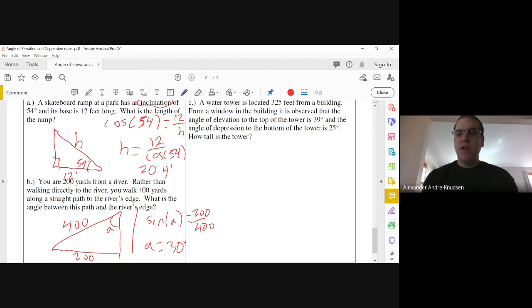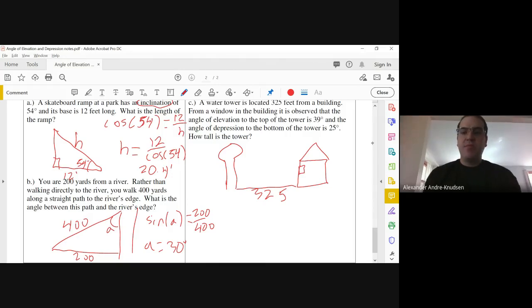All right, a water tower is located, so a big old water tower. Bet you're really laughing at my drawings in this one. It is located 325 feet from a building. From a window in the building, it is observed that the angle of elevation to the top of the tower, that's not quite the top, but you get the idea, is 39 degrees. So here's the tricky part. This is 39. The angle of elevation has to be horizontal to the line of sight. So really this is also going to be 325.